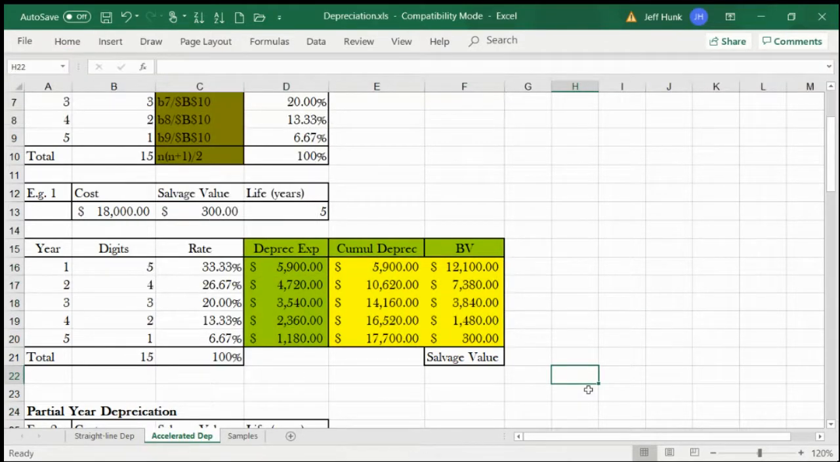All right. So this is the sum of the digits method, the first technique of accelerated depreciation, because as you can see, early on you depreciate the most. It's not a straight line, right? If you look at the book value, it will be declining fast, rather than a straight line.